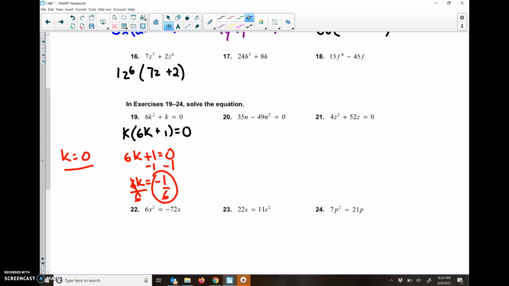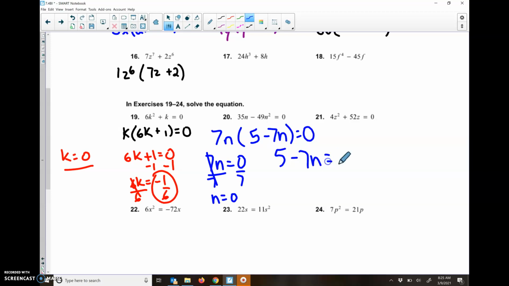Okay, let's look at one more here. So my greatest common factor between 35 and 49 is 7. 7 can go into 35, 7 can go into 49. This one has one n, this one has two n's, so they have one n in common. Now to go from 7n to 35n, I still need another 5. And then to go from 7n to negative 49n squared, I need a negative 7n. Okay, same thing, set both parts equal to 0, so 7n equals 0. Divide by 7, divide by 7, so n equals 0. And then the other equation, 5 minus 7n equals 0. So subtract 5, subtract 5. So you have negative 7n equals negative 5. Divide by negative 7, divide by negative 7. So n could also be 5/7.